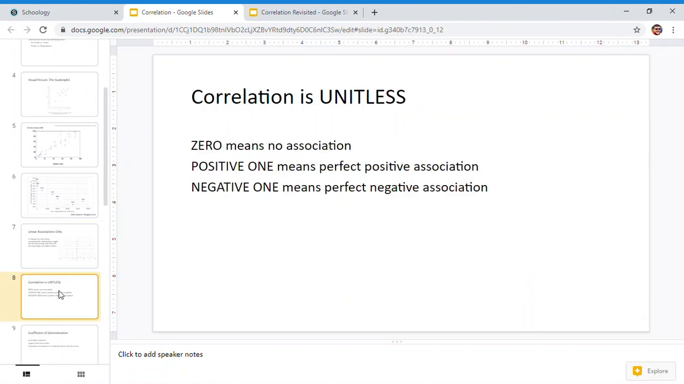So the numbers of correlation go from -1 through 0 to +1. So 0 is no association, +1 means a straight line going up and right, -1 means a straight line going down and right.